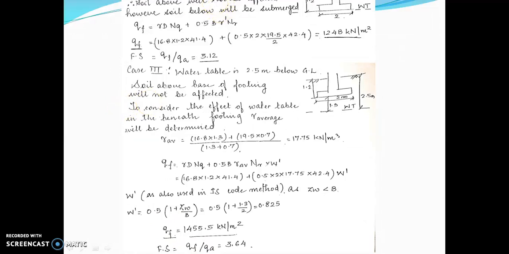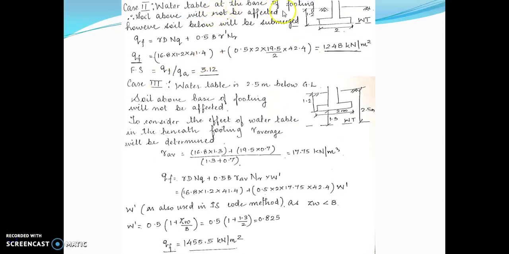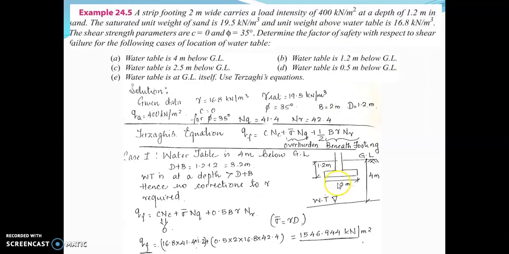Now what is my second case? My second case is water table at the base of footing. So where is my water table? Here. Right? This is my footing, and wherever the footing rests, exactly at the same point, the water table is also present. So now what will happen in my previous equation? Where is my water table now? Here. So which of these terms will get affected? I told you whatever happens here will be reflected in this term. Whatever happens below this will be reflected in this term.